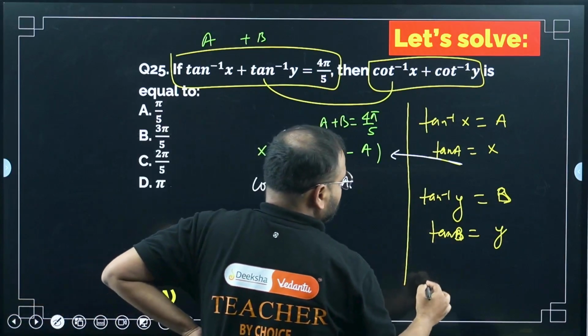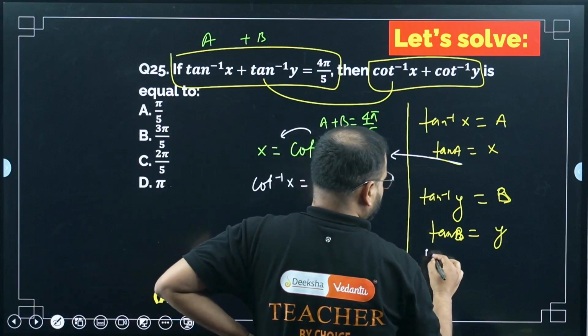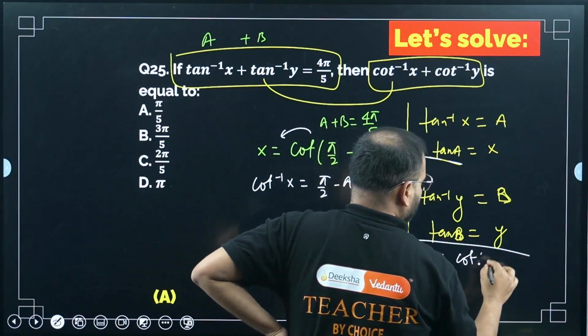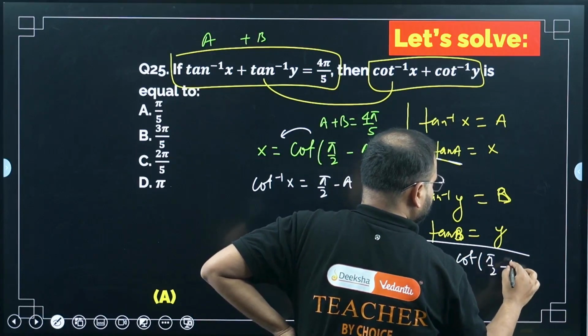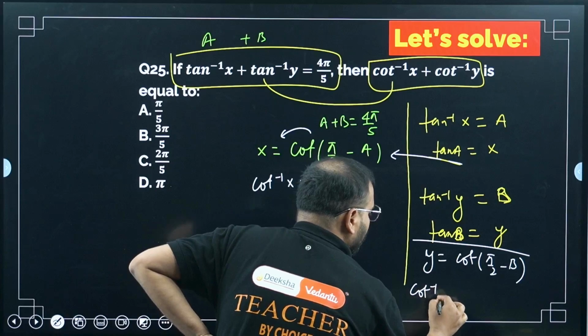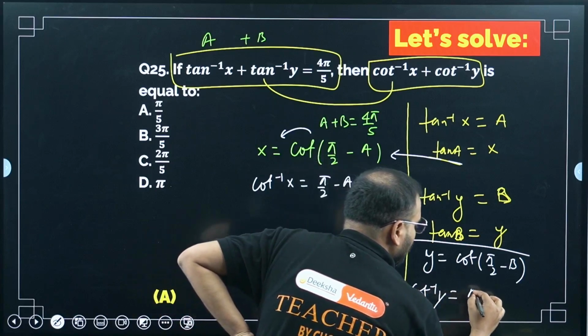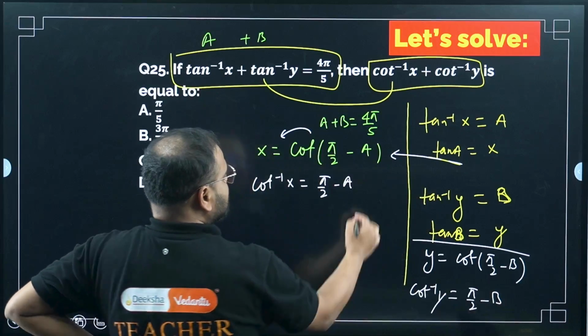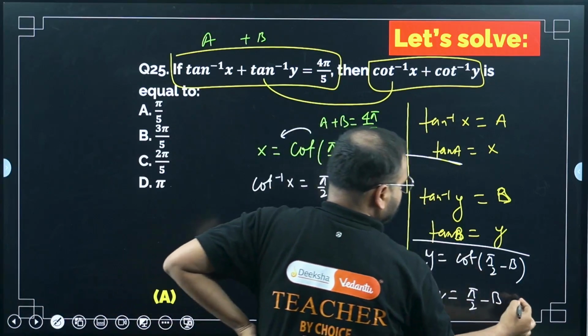Same way I'll get it from here also. So y equals cot of pi by 2 minus B. If I do cot inverse, I'll get cot inverse of y equals pi by 2 minus B. So this is my equation 1 and equation 2.